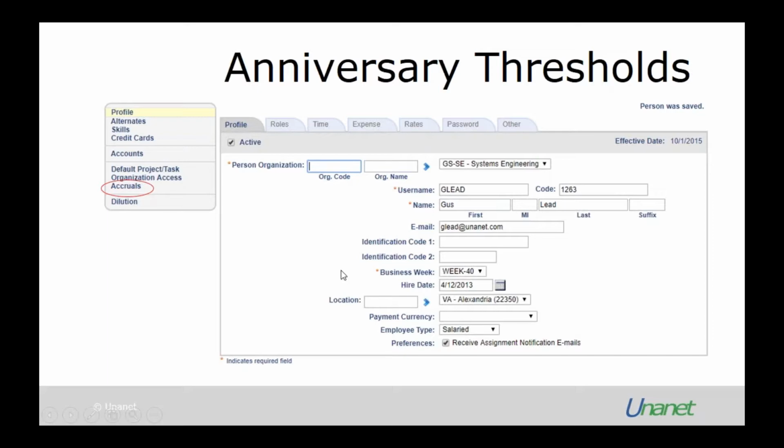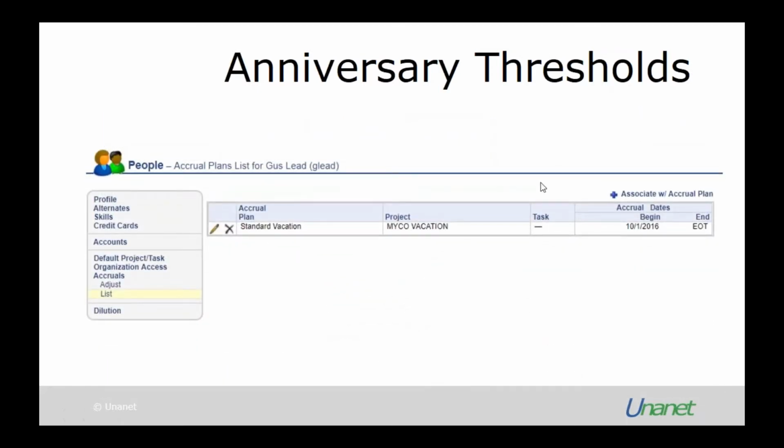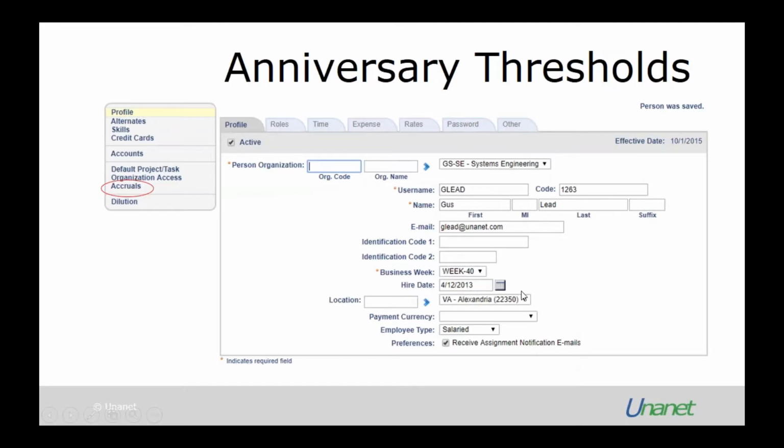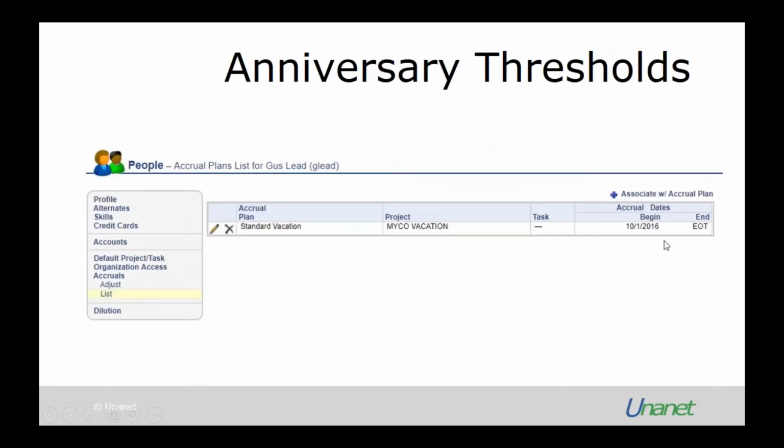So the anniversary thresholds are identified by the hire date. When you go in and look at the accrual plan association, that is going to tell you what your begin date is for the accruals, but the hire date itself comes from the person's profile hire date. So I can see here, I'm looking at Gus Lead. He has a hire date in April of 2013. He started using Uninet in 2016, so that must be when they did their Uninet implementation. So even though he started to use Uninet for accruals, we are going to identify his service date based on that hire date. We're going to go out and identify now that he's hitting that 5-year threshold.